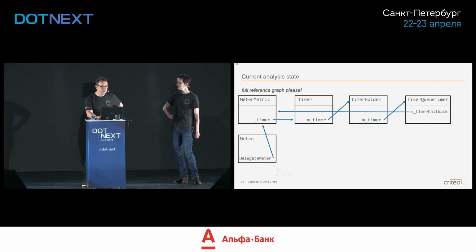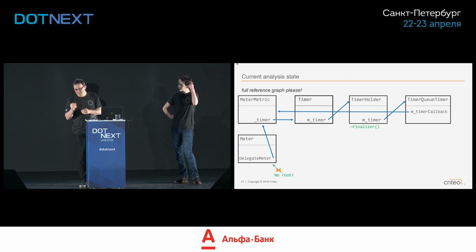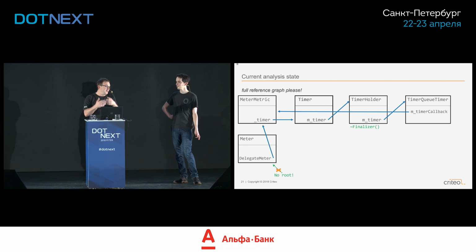So, okay, what's next? We need to add what we've checked. We've checked in the dump that the meter was not responsible for being the root of all the meter metrics. And then we checked with my tiny demo that my reading of the base class library code was not so wrong, and so the finalizer should have kicked in and then removed the timer Q timer from the list.